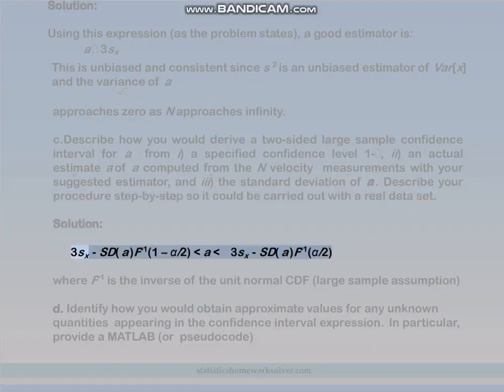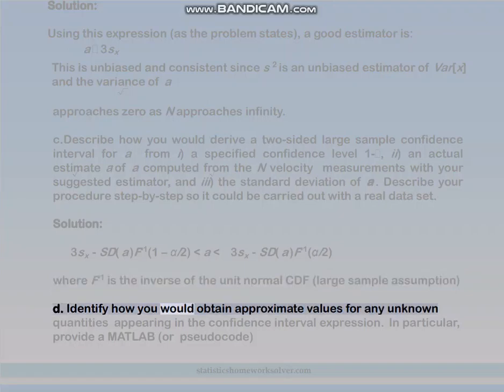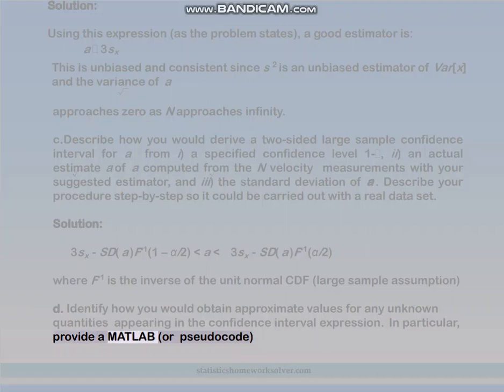Solution: â − SD(â) F⁻¹(1 − α/2) < a < â − SD(â) F⁻¹(α/2), where F⁻¹ is the inverse of the unit normal CDF, under the large sample assumption. D. Identify how you would obtain approximate values for any unknown quantities appearing in the confidence interval expression. In particular, provide MATLAB code or pseudocode.